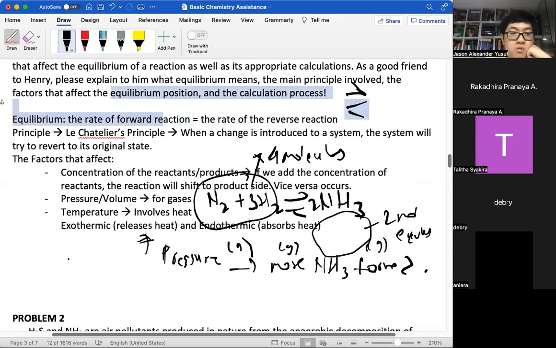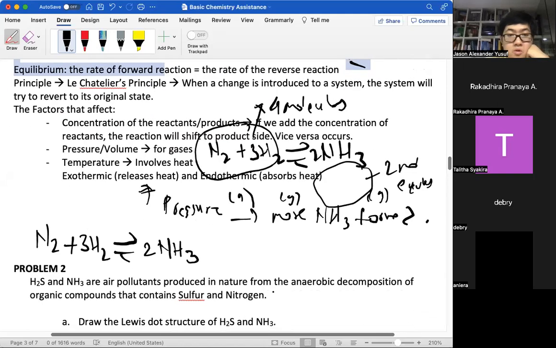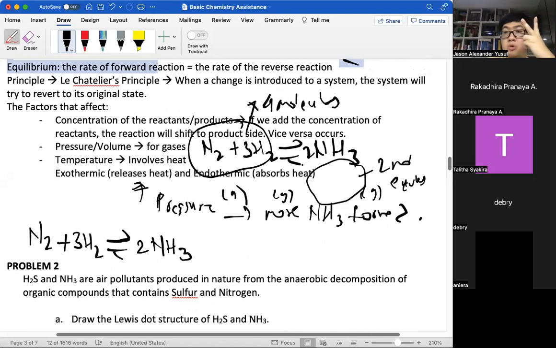Now we're done with the factors. Now we're going to do the calculations. And to make it simple, I'm going to use the same equation, which is this. So we have two types of equilibrium constants that we need to calculate. The first one would be Kc, which is based on concentration. The second one is Kp, where it's based on pressure, or to be more specific, the partial pressure of each of the gaseous reactants.